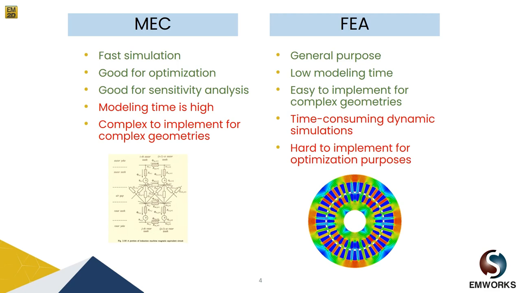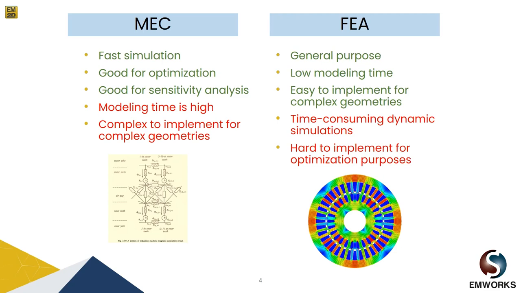So a combination of these two methods is a good solution for the design of an electric motor, right? You can use the magnetic equivalent circuit for motor sizing and pre-optimizations, and then use the finite element method for design tuning, right? And double checking the results generated by the magnetic equivalent circuit method.